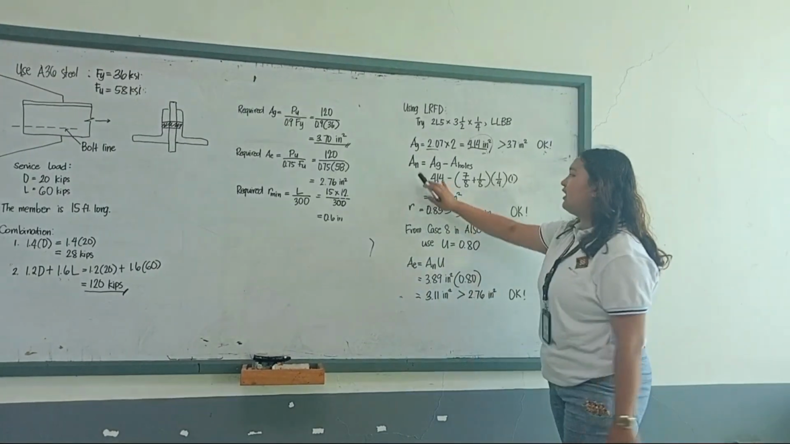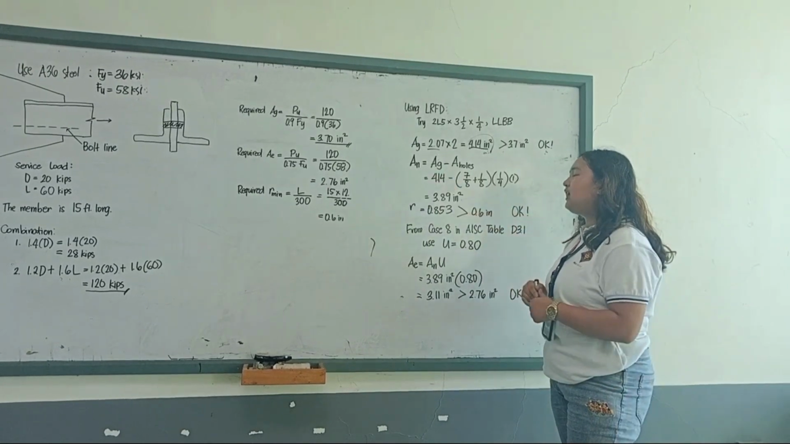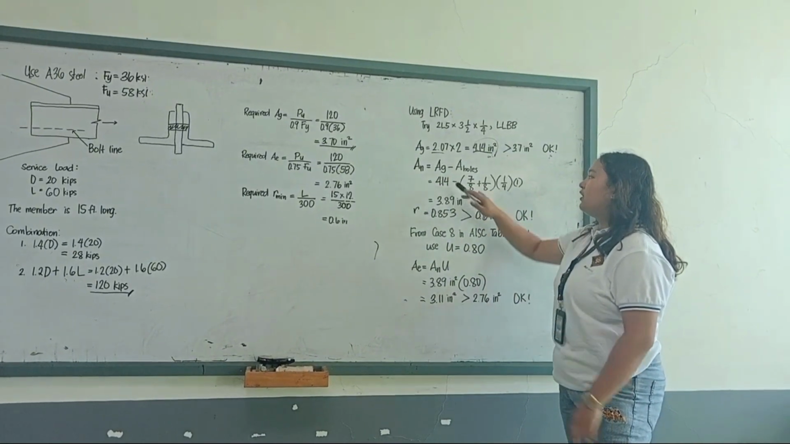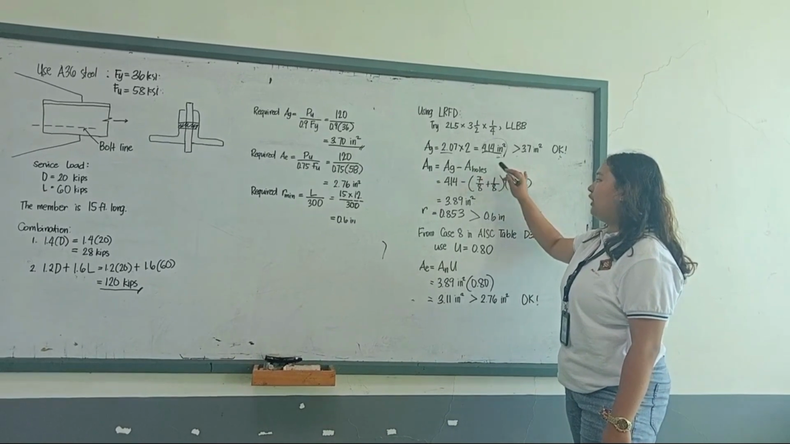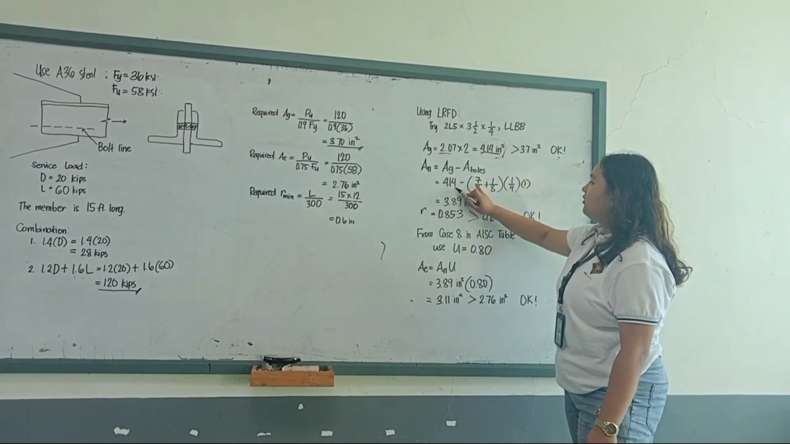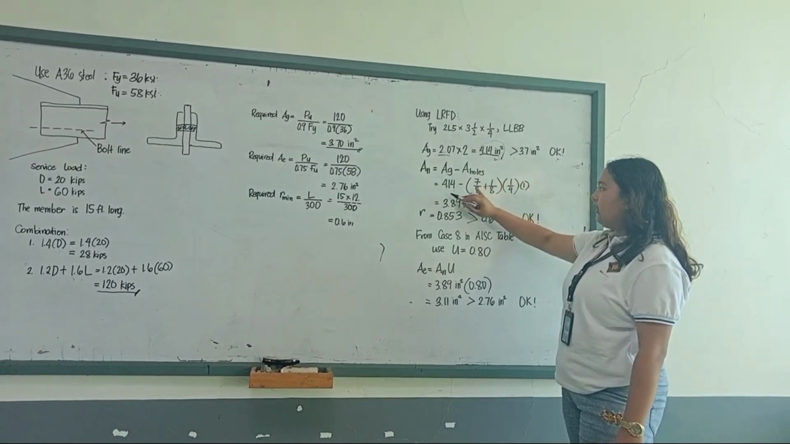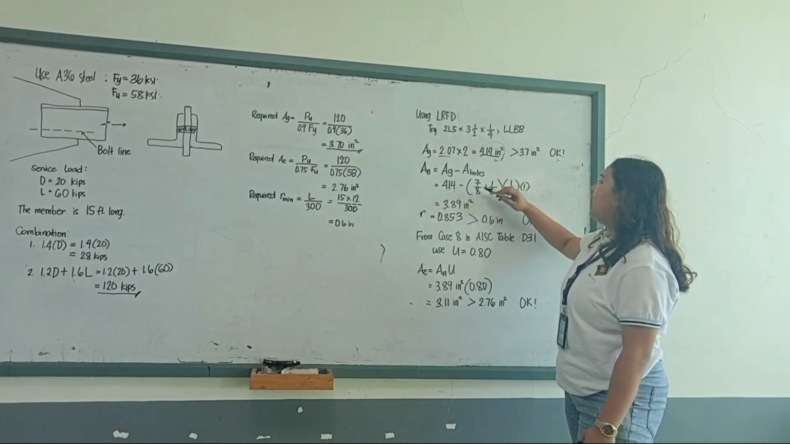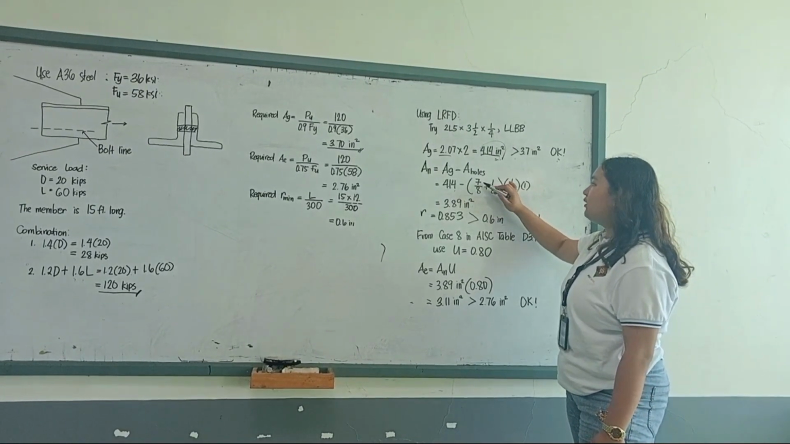Next, let us get our net area. For getting our net area, we have gross area minus the area of the holes. So, 4.14 minus the area of our holes, which is 7 over 8.